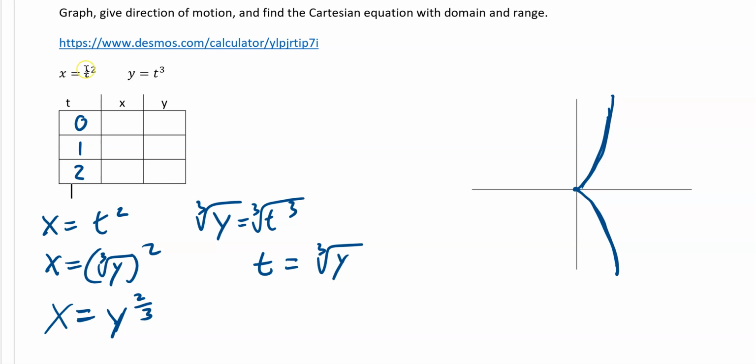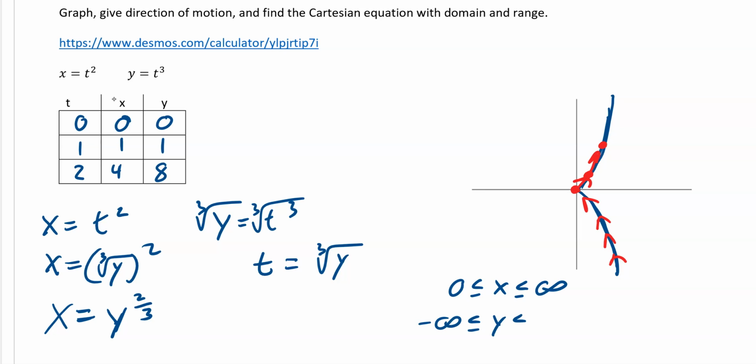So if we were to plug 0 in, our x would be 0, 1, and 4. And again, you can grab your table as well to look at this. So this is 0, 1, and 8. So we'd have 0, 0. I'm going to put them in red. 0, 0, 1, 1, 4, 8. So you can already see which way we are moving. So this is our direction. And our x value is going to be between 0 and infinity. And our y value is all real numbers, -infinity to +infinity.